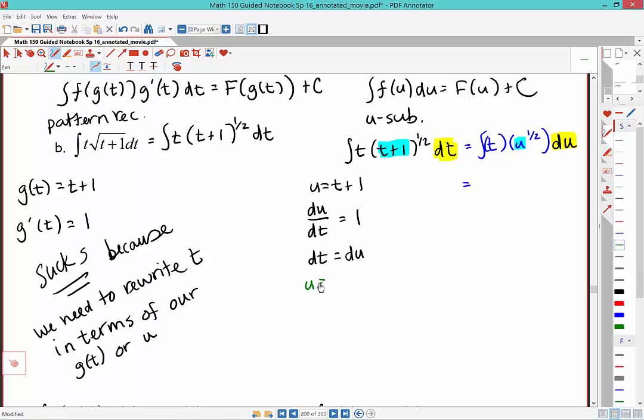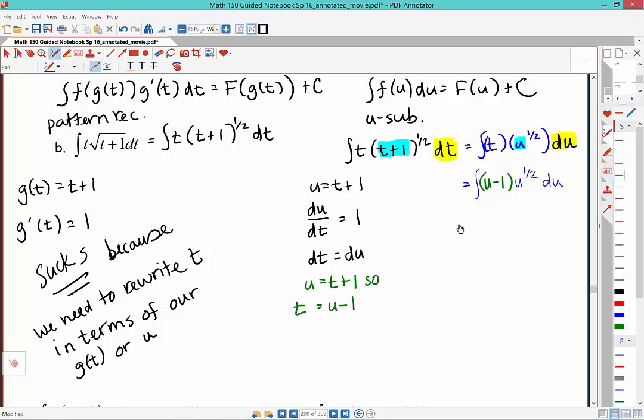If u is t plus 1, so t would be what? Good, u minus 1, with a little algebra. So here, I'm going to write this as the integral of (u minus 1) times u to the 1/2 du. So I've basically changed t and written it in terms of u.